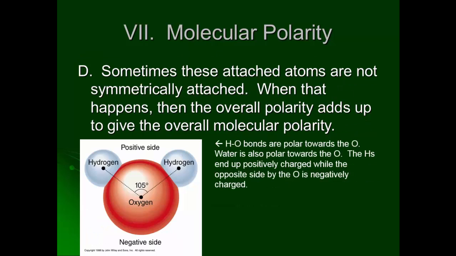But sometimes those bonds don't cancel each other out. Water is a great example of that. You have lone pairs that push those hydrogens close together. The non-bonding electrons push those hydrogens close together. It's at a 105-degree angle, and so those hydrogens donate into the oxygen, which is more electronegative, and the oxygen ends up negatively charged, and the hydrogens end up positively charged, and overall the molecule has a negative side and a positive side.